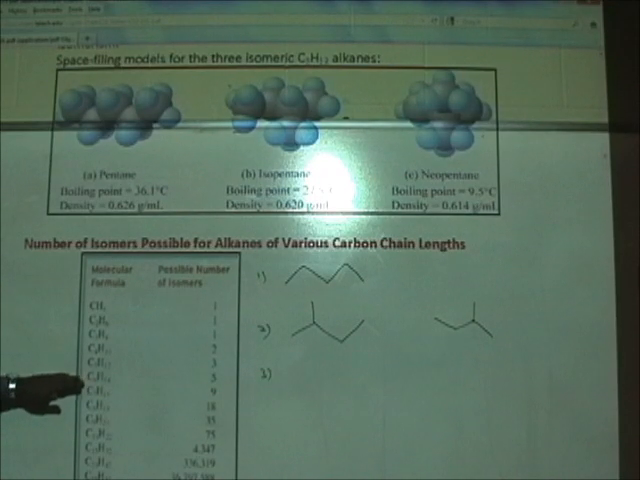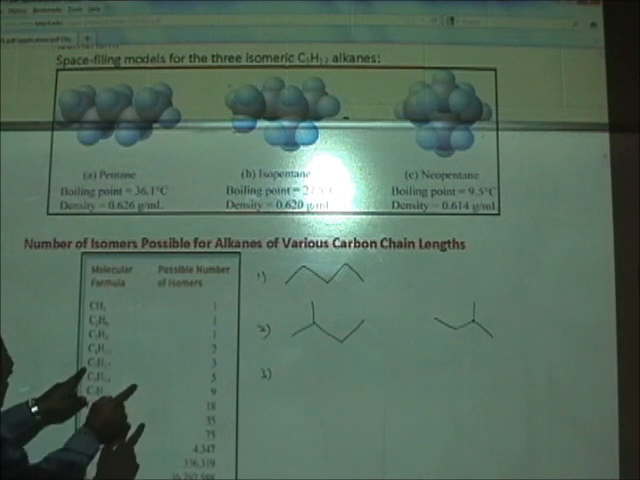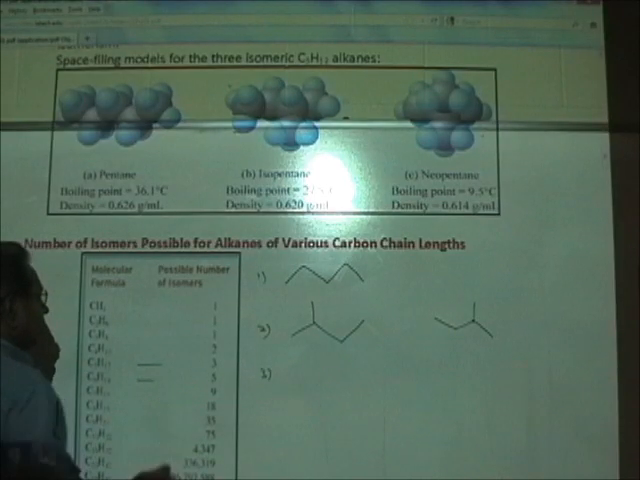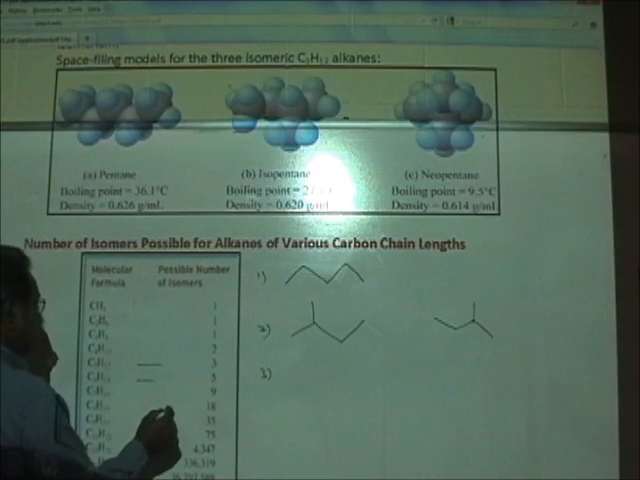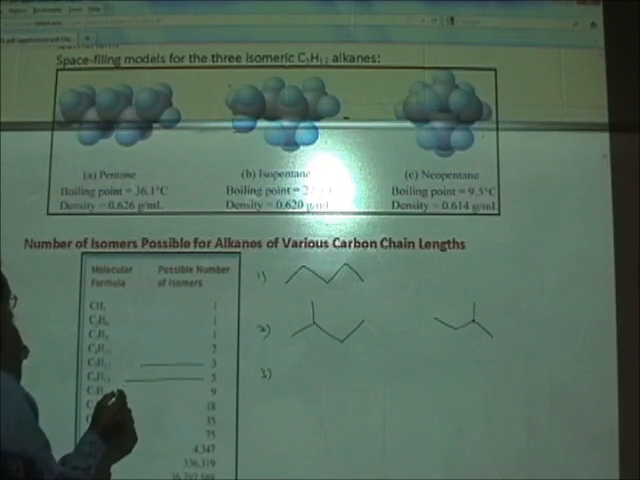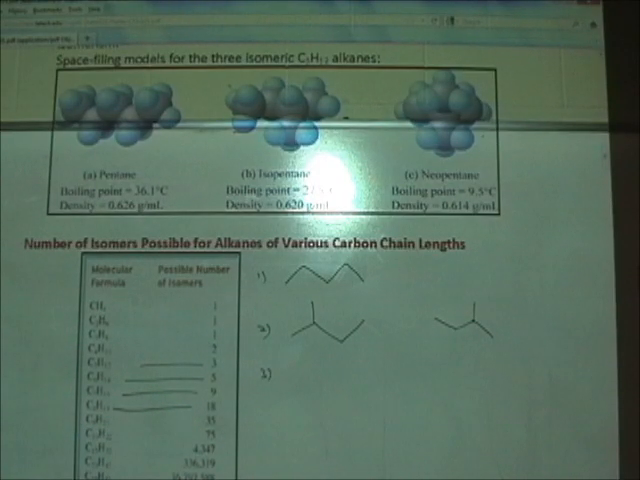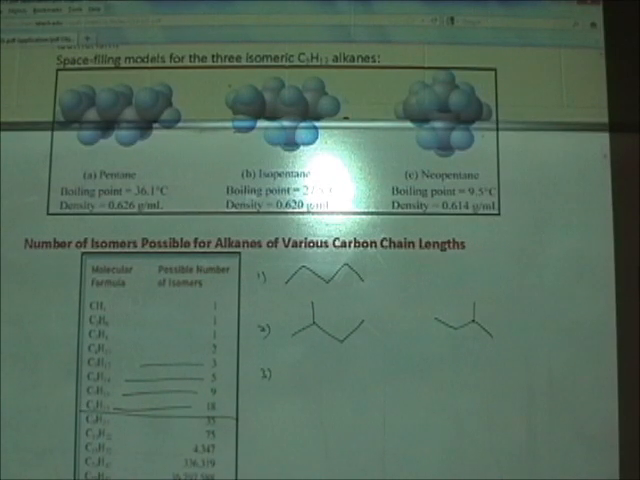there are going to be different isomers when the carbon number changes. If it is 6, I wrote down 5. I only want you to remember these numbers: 3, 5, 9. 5 carbons is 3. 6 is 5. 7 is 9. 8 is 18. Okay. Up to about 8, you should know.